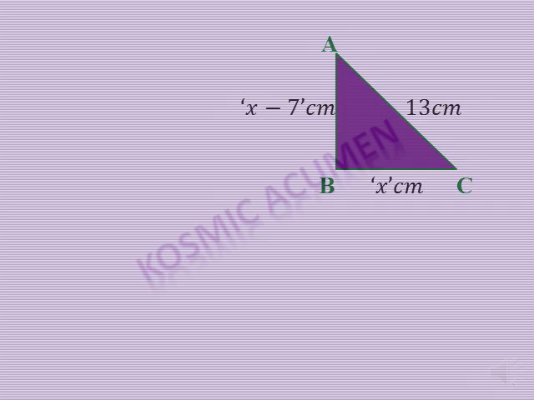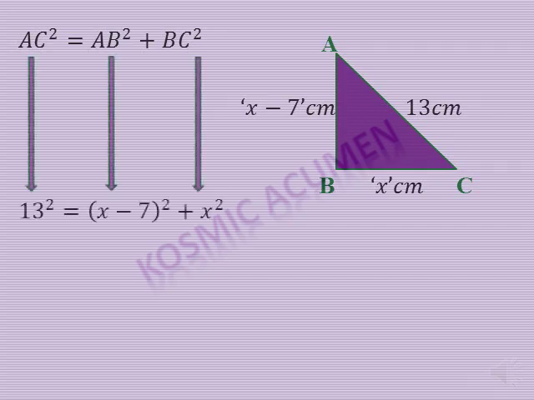So we've written that. Now in this triangle we can apply the Pythagoras theorem, that is AC² = AB² + BC². So we've done that and we are simply substituting the values of AB, BC and CA here. And we get 13² = (x − 7)² + x² as the equation.